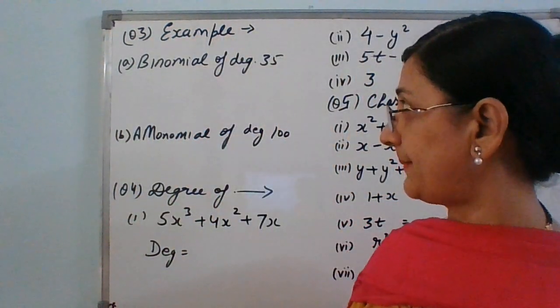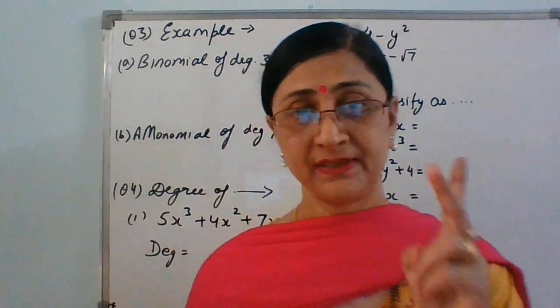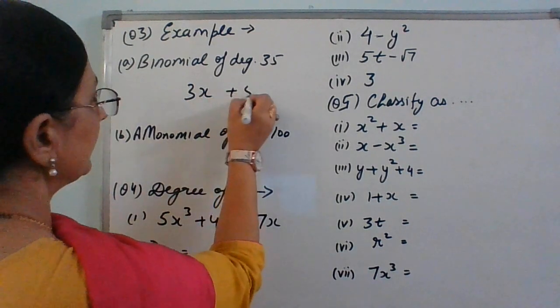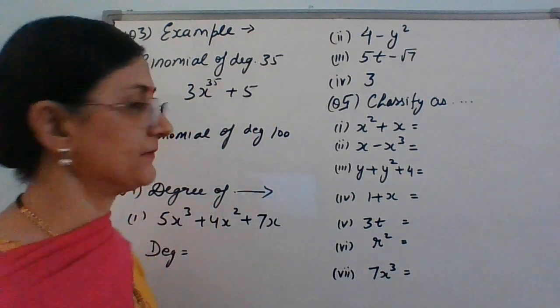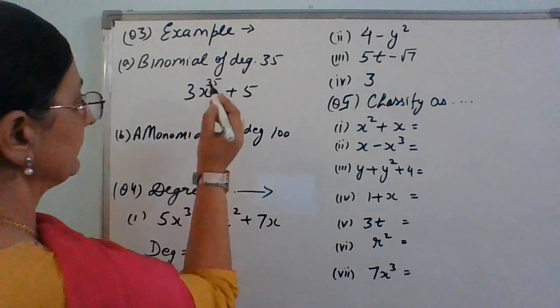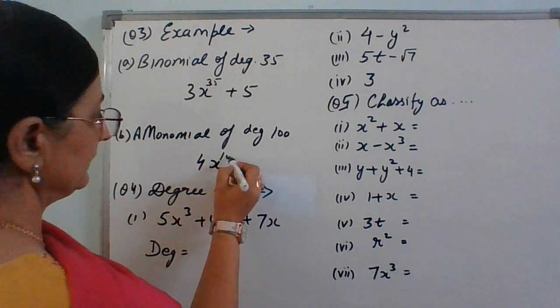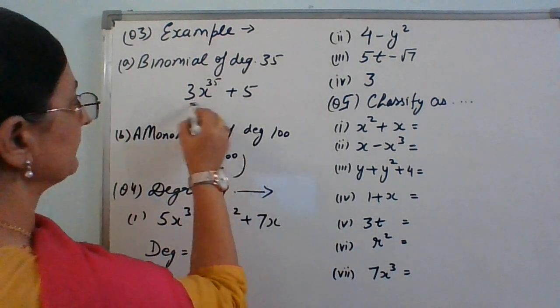So now let us give the example of a binomial of degree 35. Binomial means two terms, right? Let us write two terms, and the degree should be 35. So here the highest power of x has to be 35. Now monomial means a single term, 4x only, and the degree should be 100. So put the power, the degree, as 100. It is a single term, monomial, and a binomial.